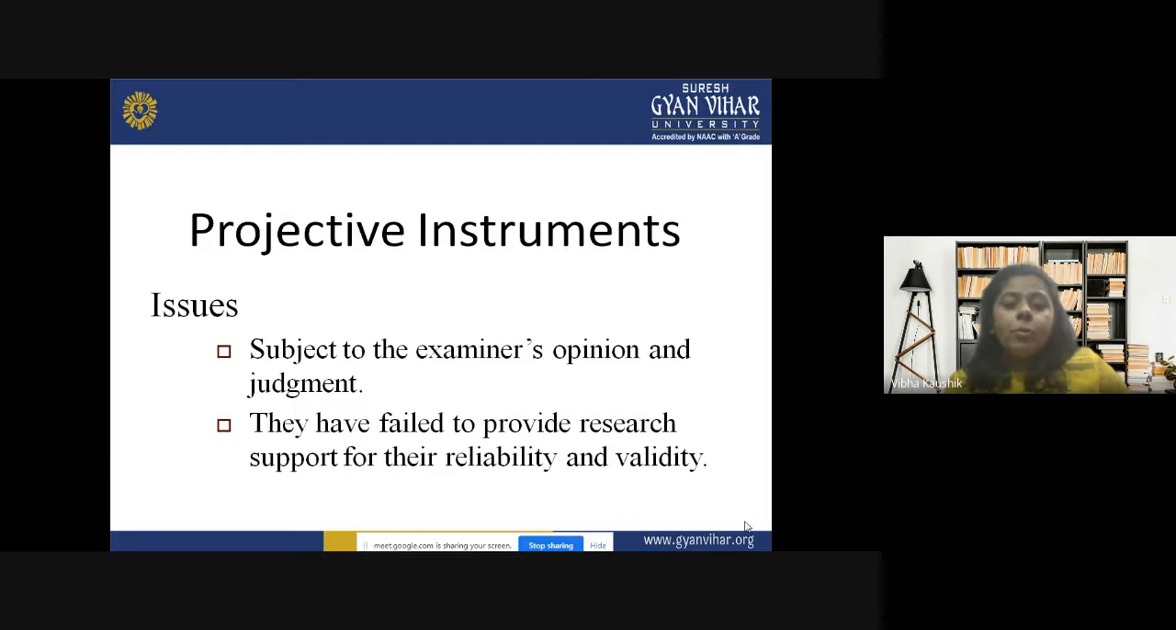They have failed to provide research support for their reliability and validity. This means these projective instruments fail to provide research support for their reliability and validity. These tests have less reliability and validity, as these are subjective tests, and the opinion of the examiner, how he is judging, is affecting the assessment of the personalities.